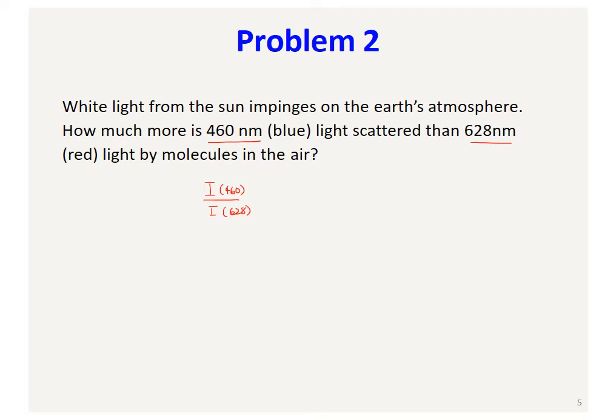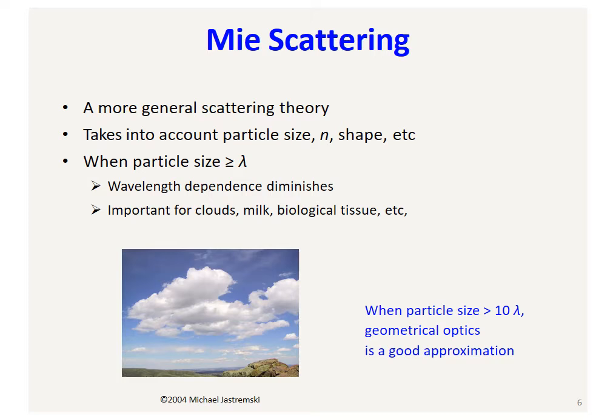Mie scattering is a more general theory than Rayleigh scattering. It takes into account particle size over quite a large range of sizes, the number of particles, their shape and everything, and some of the effects of these parameters on the interaction of light with these scattering particles can be quite complicated. Mie scattering is useful in that it predicts a lot of things that Rayleigh scattering doesn't.